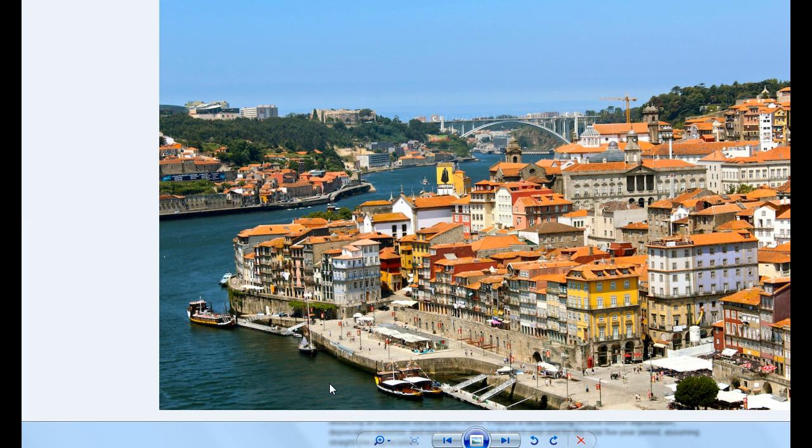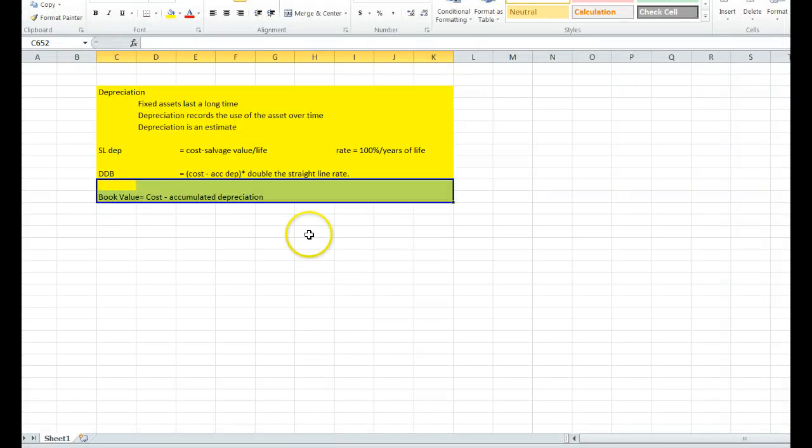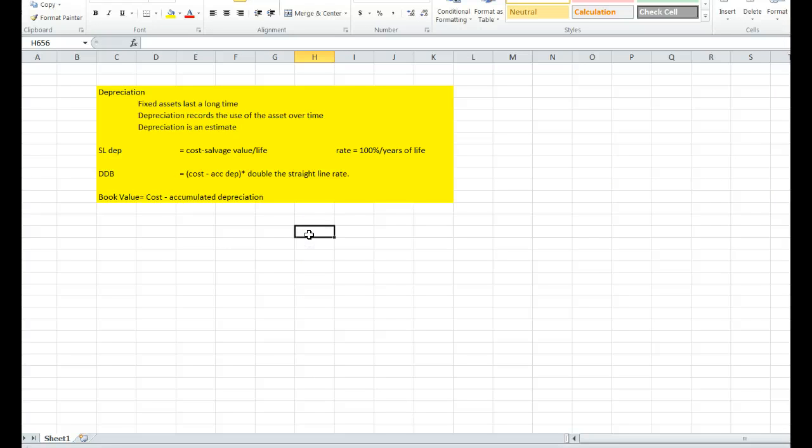So we're going to talk about fixed assets today. Fixed assets are typically big things, very expensive: cars, trucks, buildings, machines, computers, big computers. Things like that last a long time. Depreciation records the use of the asset over time, actually the expense of it over time, and depreciation is an estimate. We're going to look at a couple of different ways to track depreciation today.